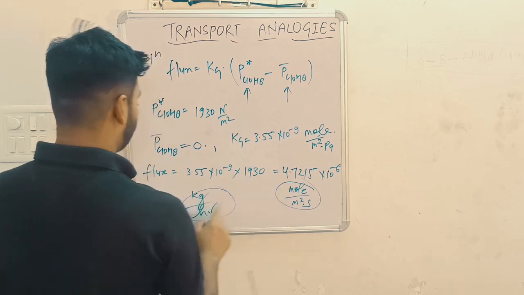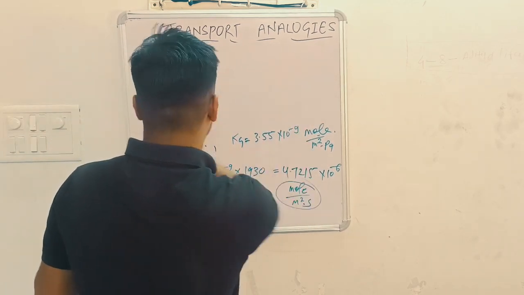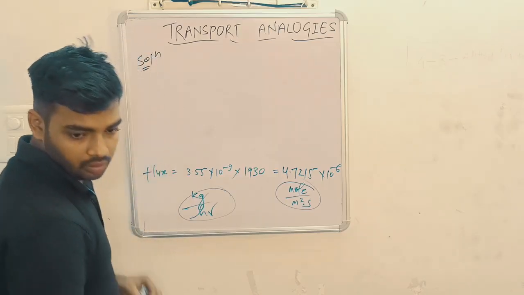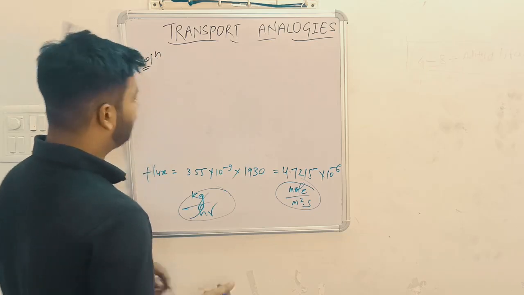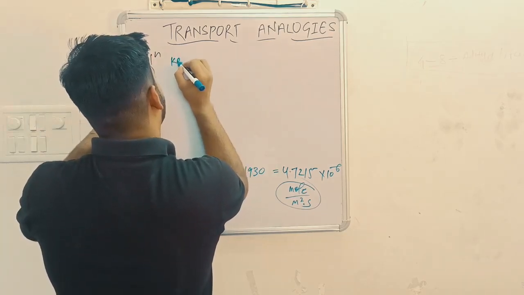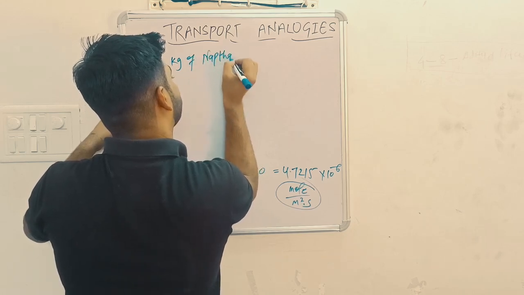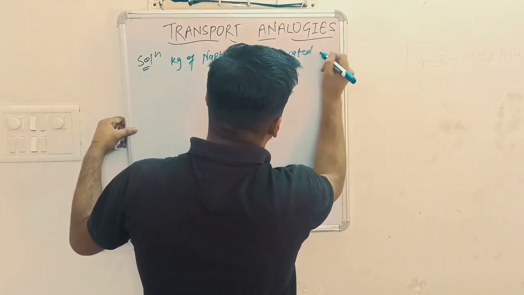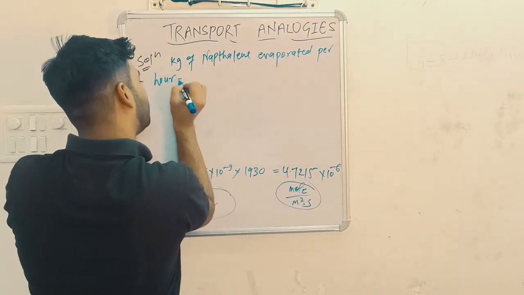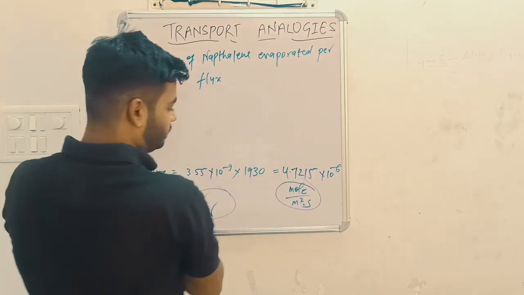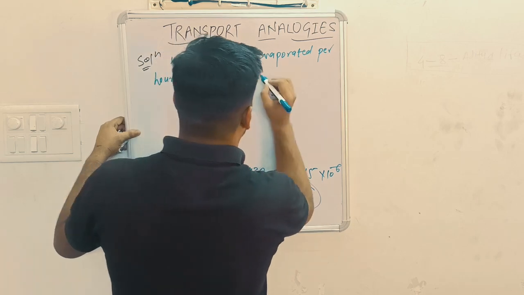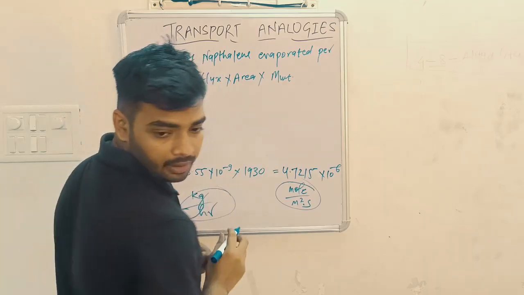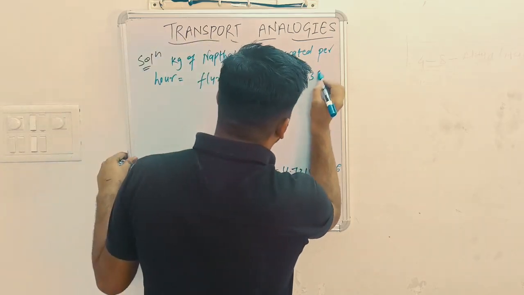So let's convert this answer into this form. So kg of naphthalene evaporated per hour equal to flux into area into molecular weight into 3600.